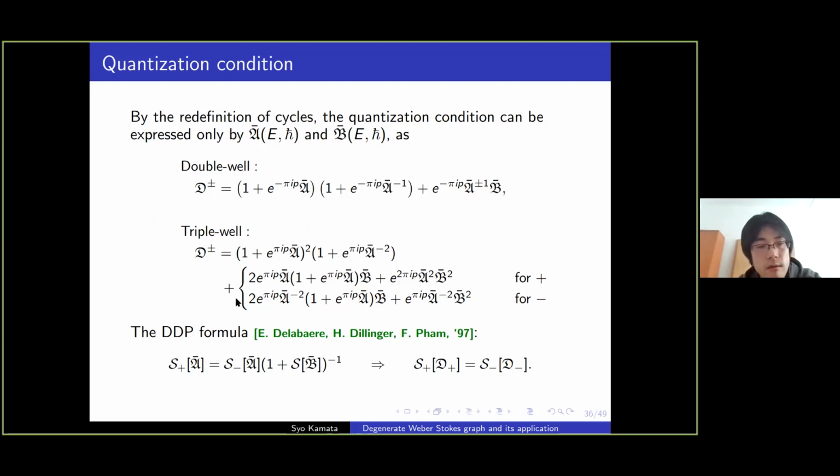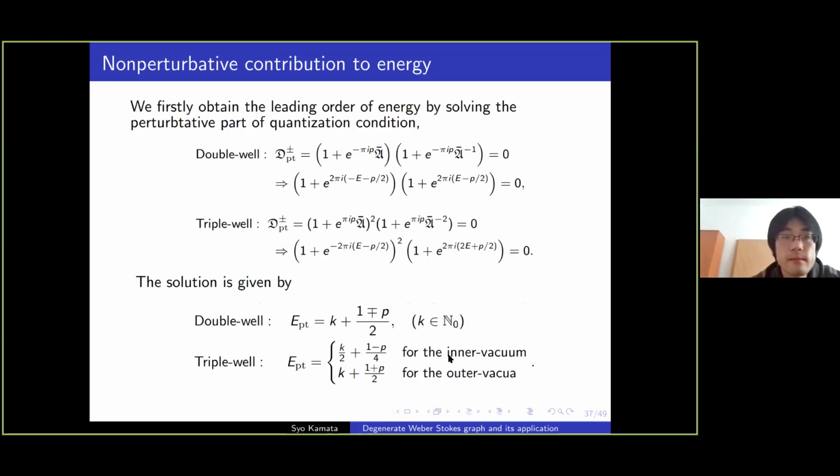And also, yeah, the DDP formula for A bar and B bar can be expressed by this one, and we can make sure that the imaginary ambiguity is cancelled by using this relation. Also, this is the upper index. Okay, so by using this relation, let us consider the non-perturbative contribution to the energy spectrum.